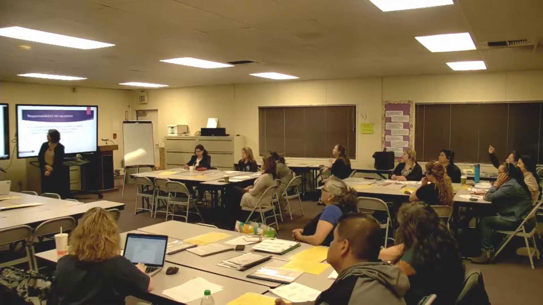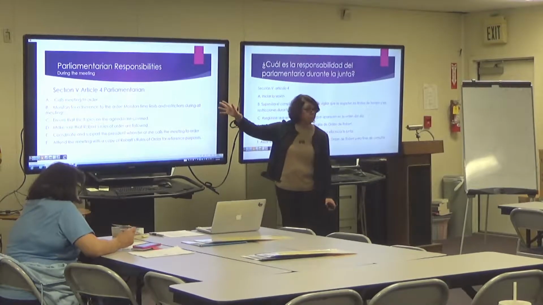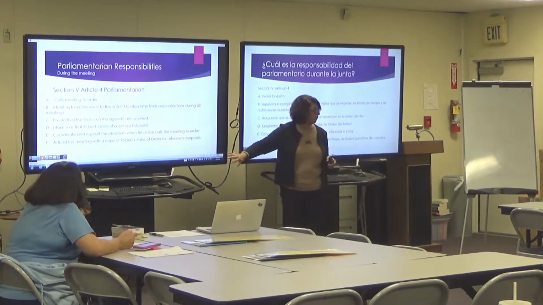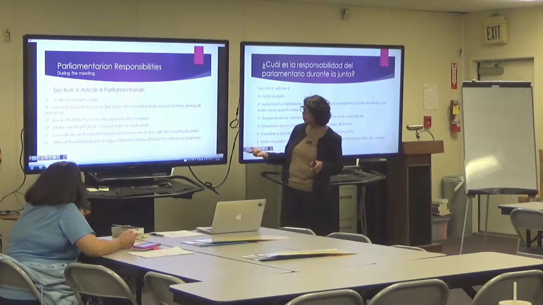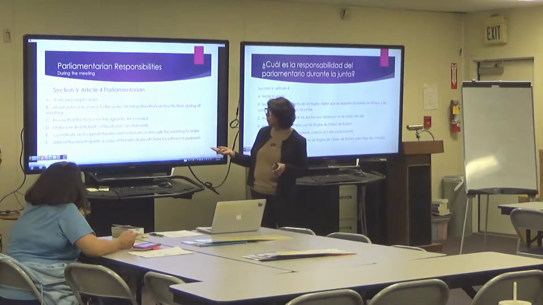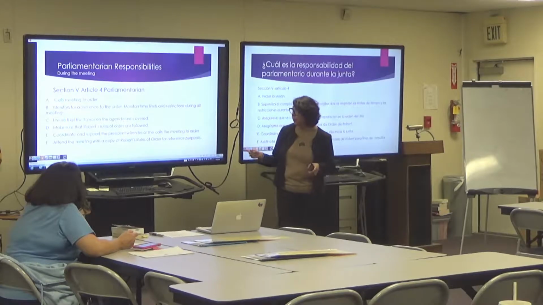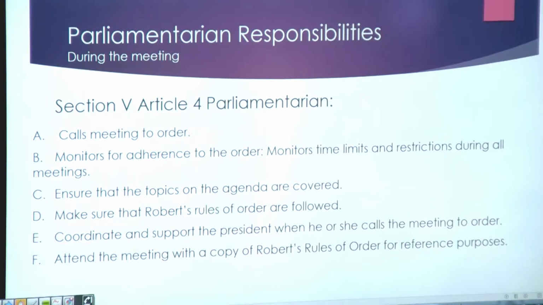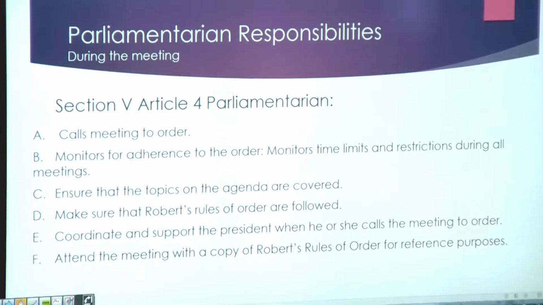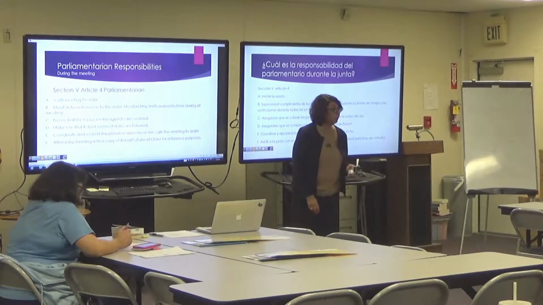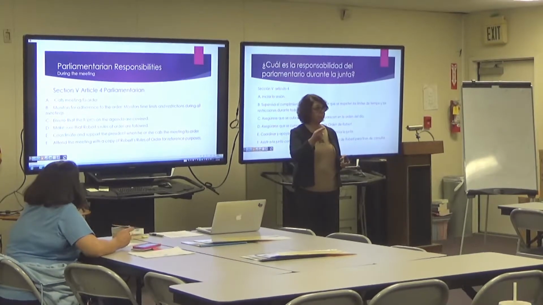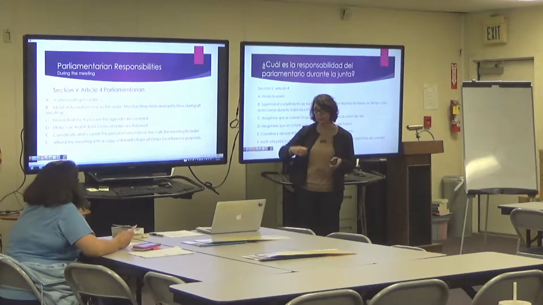Okay, so now in your bylaws, I am guessing that all of the bylaws sort of follow the same rule of thumb, that your parliamentarian calls the meeting to order, they monitor the adherence of the order, they monitor the time limits, they make sure that the topic is being covered correctly and you're not going off topic, they make sure that you're following Robert's rules, and then they coordinate and support the president, and she calls the meeting to order. They also should have, your parliamentarians should come to a meeting with Robert's rules, not the short one, but the long one, or both, so that if anything comes up, they can look it up. Again, copy of the bylaws, copy of Robert's rules, and if they want a short form.